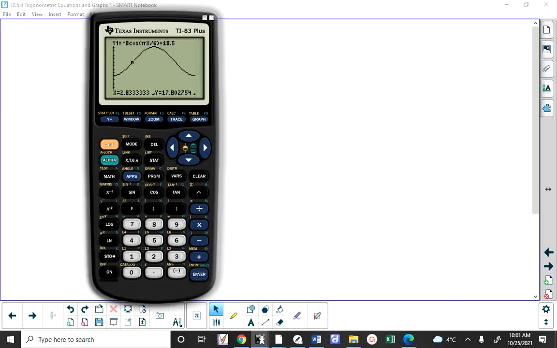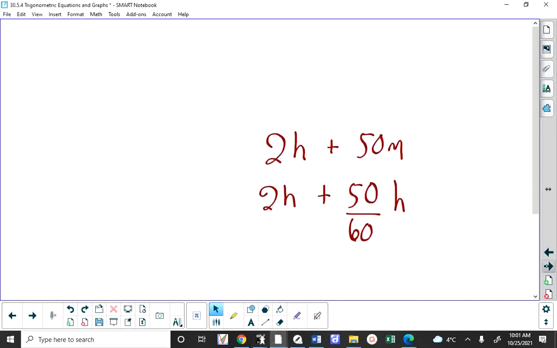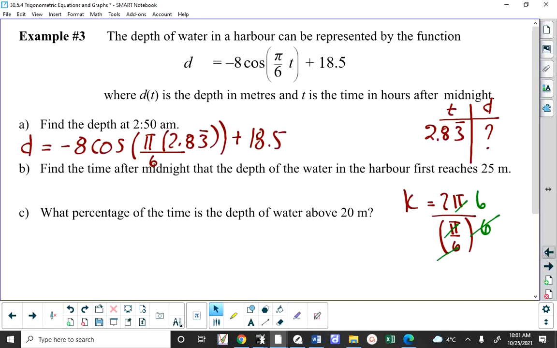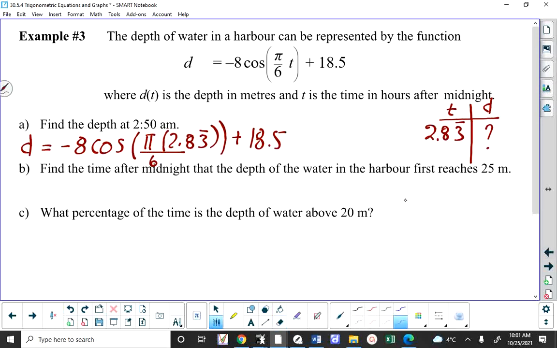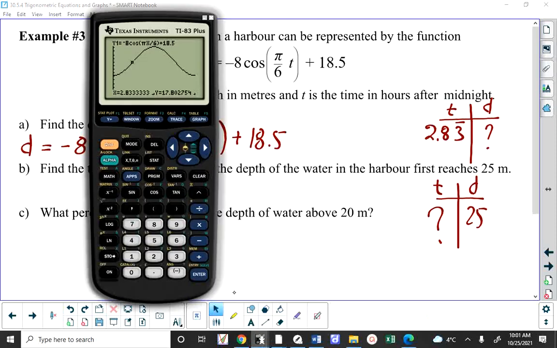And the reason why I'm doing it this way is when you take a look at B, I have to put it into the calculator anyway. We can quickly answer B now. B is different than A. What B is saying is, if the depth of the water is 25 meters, what is T? And that would require algebraically rearranging this equation for T. But we're not going to do it that way, because it's not just cosine of T. It becomes more complicated. All we're going to do is graph an additional function of y equals 25.